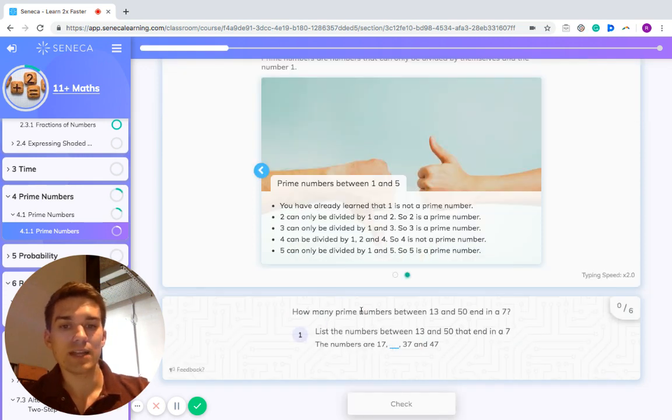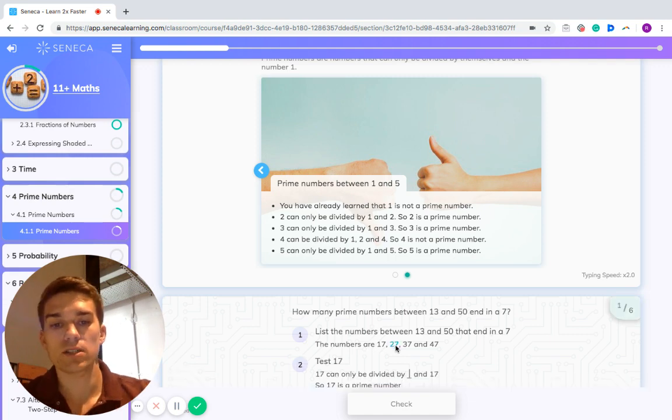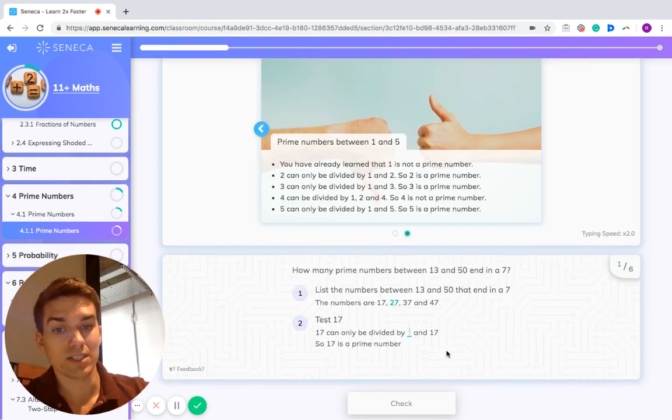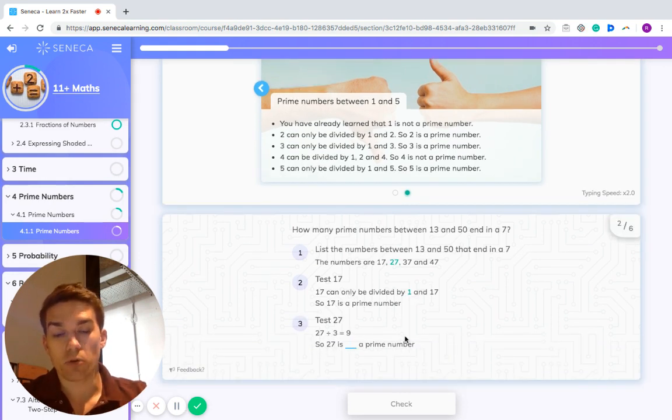Now let's think about how many prime numbers between 13 and 50 end in a 7. If we list all the numbers between 13 and 50 that end in a 7, we've got 17, 27, 37, and 47. And then we work out which of those are prime. First of all, is 17 prime? 17 can only be divided by 1 and 17, so it's prime. 27 can be divided by 3 as well as 1 and 27 itself, so that is not prime.